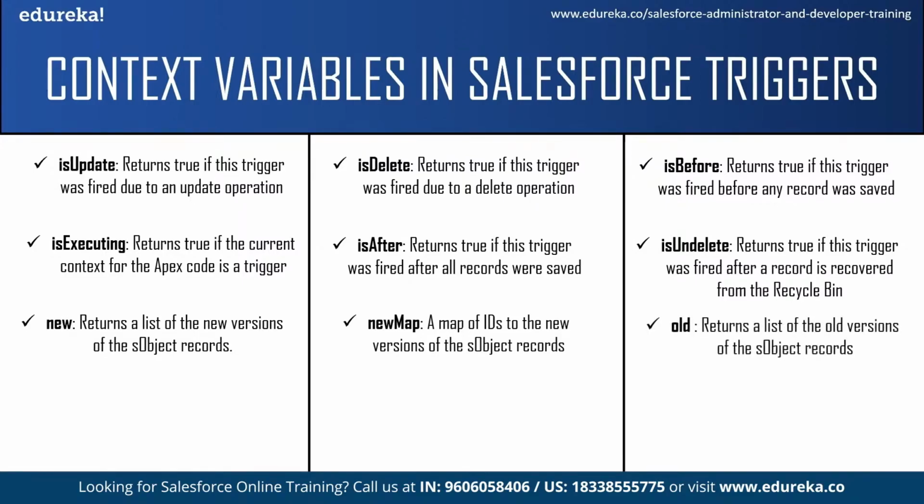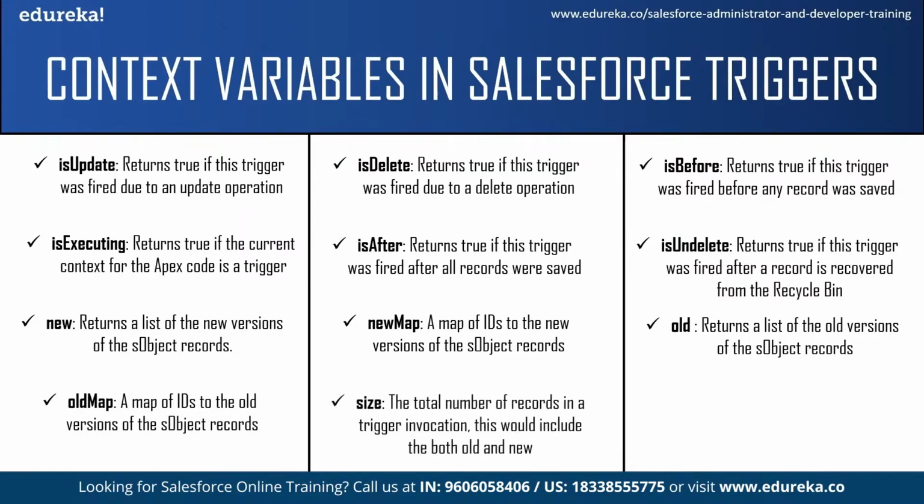After this, we have old. Old returns a list of the old versions of the Salesforce object records. This list is only available in update and delete triggers. After this, we have oldMap. oldMap is a map of IDs to the old versions of the Salesforce object records. This map is only available in update and delete triggers. And finally, we have the size context variable. This returns the total number of records in a trigger invocation. This would include both old and new. So these were the context variables in Salesforce.